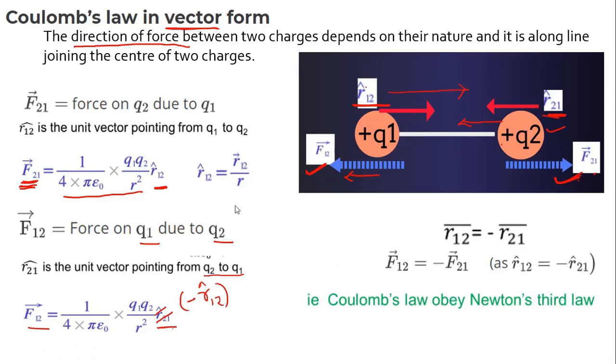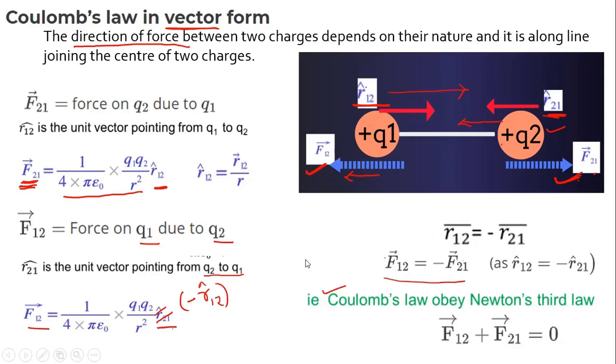An important consequence of Coulomb's law in vector form is that it obeys Newton's third law. This statement says that for every force there is an equal and opposite force. So it confirms Newton's third law. An important part: F12, the force on the first charge, plus the force on the second charge must be equal to 0. The sum of the forces in a particular system will always be 0.